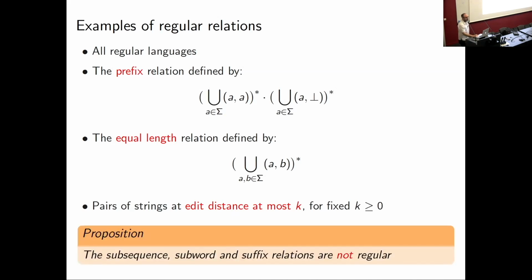Now, there are many interesting relations that are not regular, and these include the subsequence, the subword, the suffix relations. These things are not regular. So the prefix relation is regular, the suffix relation is not regular.